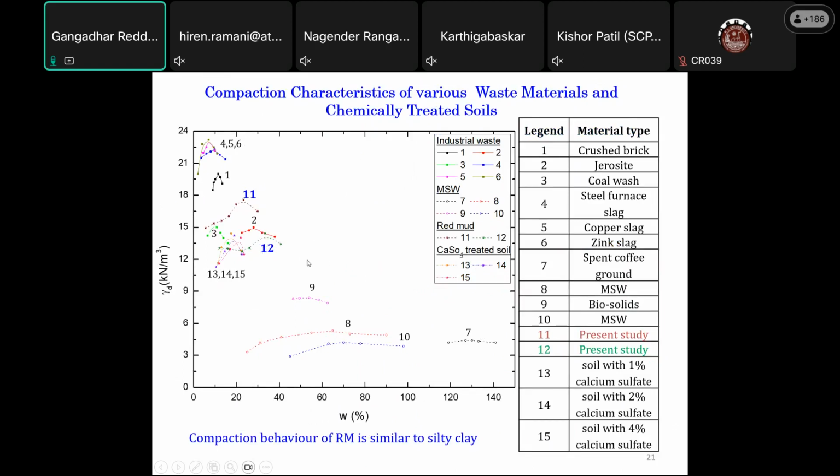fly ash materials. You can see jarosite or different slag materials. Basically these are inert materials, or I can say more related to silt and clay particles. So these are falling exactly in this range, so red mud has almost similar properties to that of other solid waste as well.